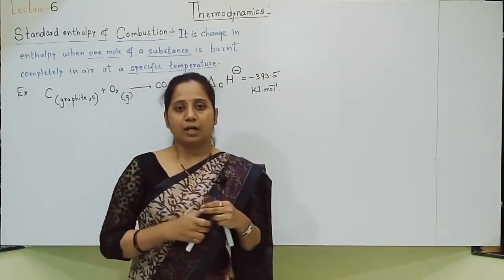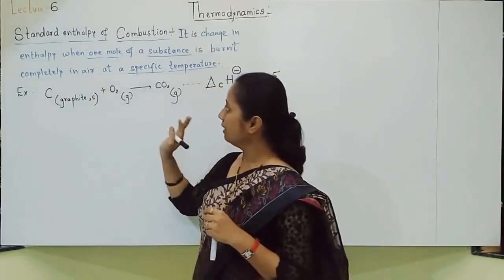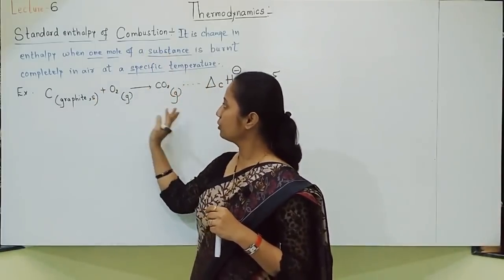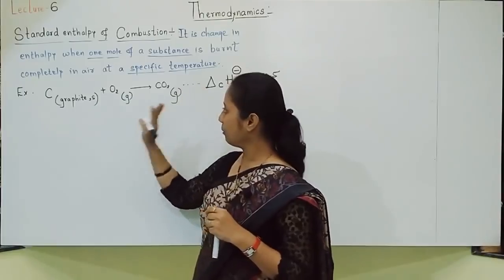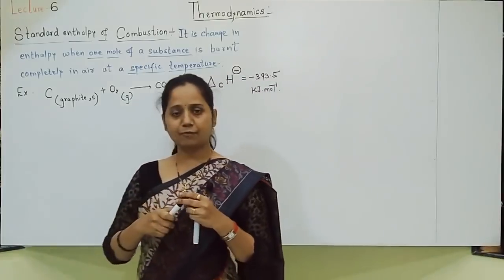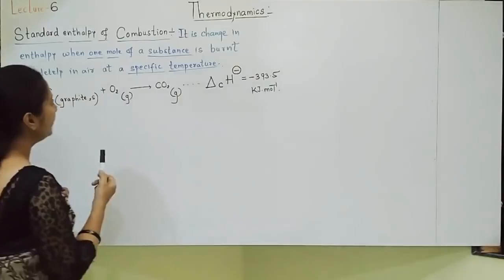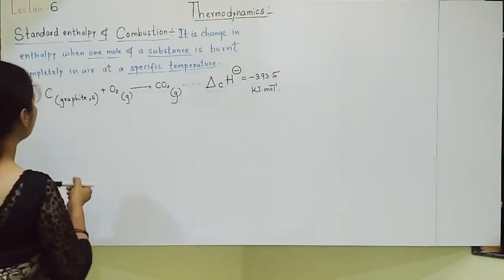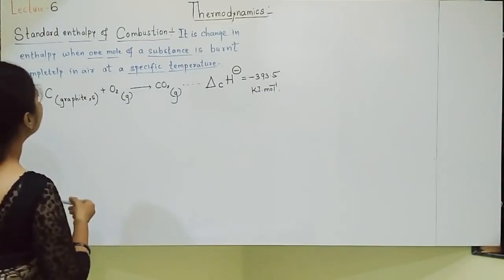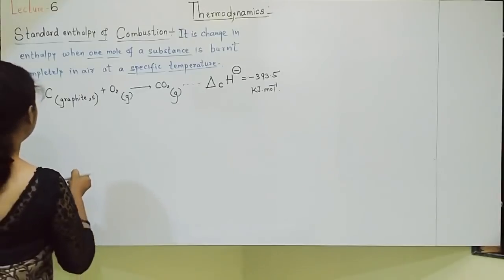Okay. So I hope you understood the things very well. Standard enthalpy of combustion at a specific temperature and like this. Okay, let us take a few more examples. Complete combustion, how should you write, students? So for practice, let us take an example of cooking gas.